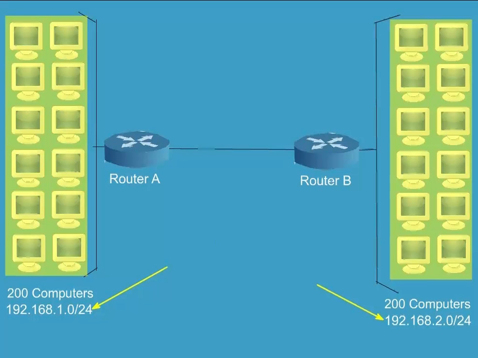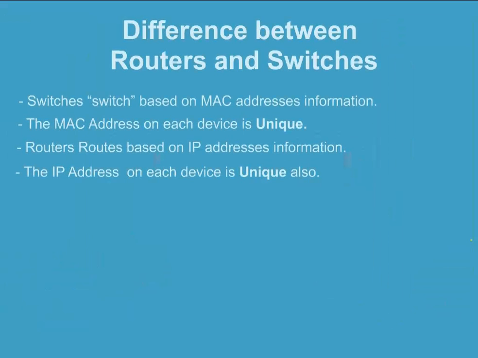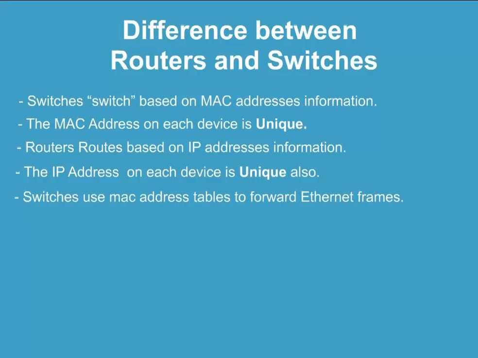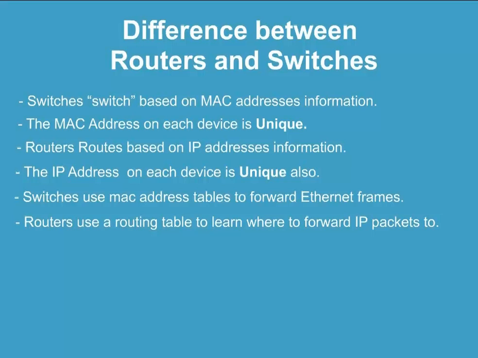So, instead of having a MAC address table with 400 MAC addresses on each switch, we now only need a single entry on each router for each other's network. So, switches use MAC address tables to forward Ethernet frames, while routers use a routing table to learn where to forward IP packets to.